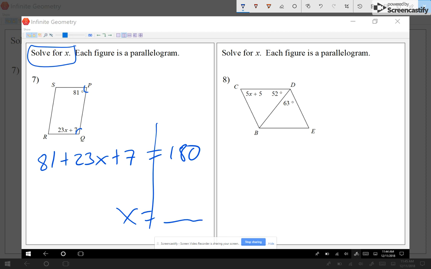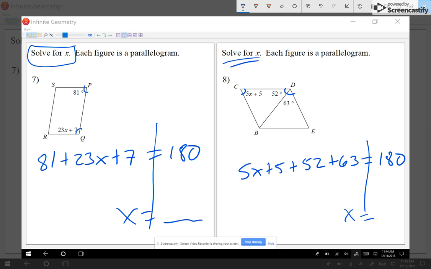If they were opposite, so if I was looking at angle S and Q as an example, then they equal each other. Looking at question number 8, angle C and the entire angle D, I'm just going to add them up. 5x plus 5 plus 52 plus 63 equals 180. Those two angles are adjacent, so they add up to 180. The rest, you can solve for x, right? That's the instruction. The rest is just algebra. You're going to have two of each on the test. Any questions on these?